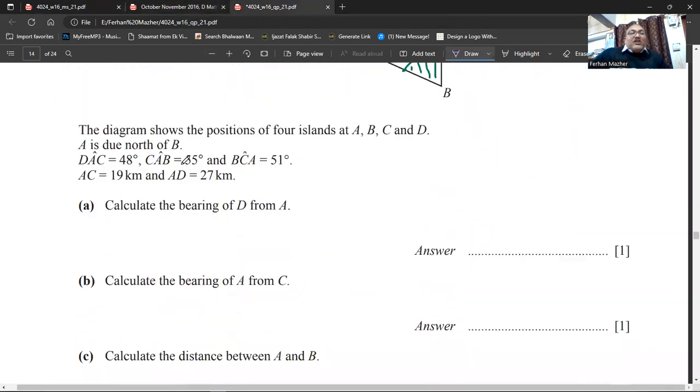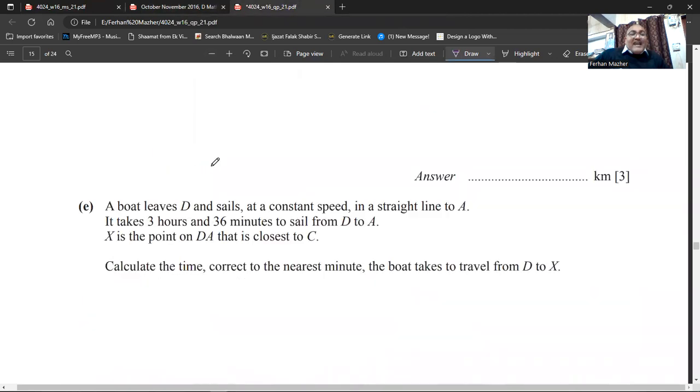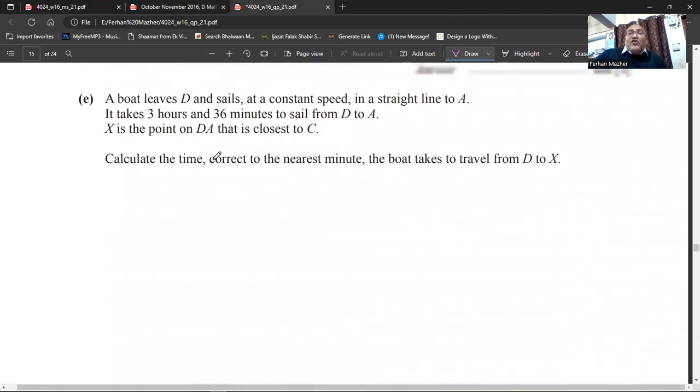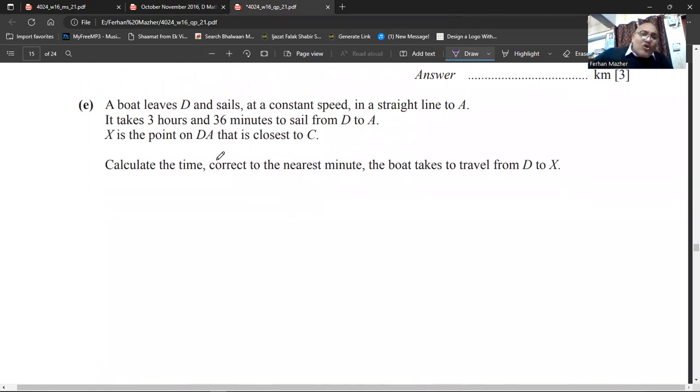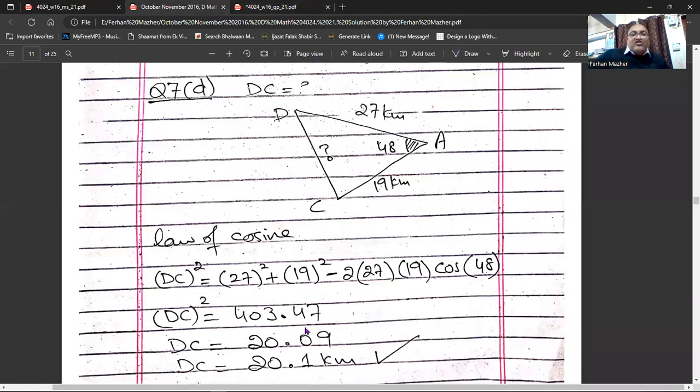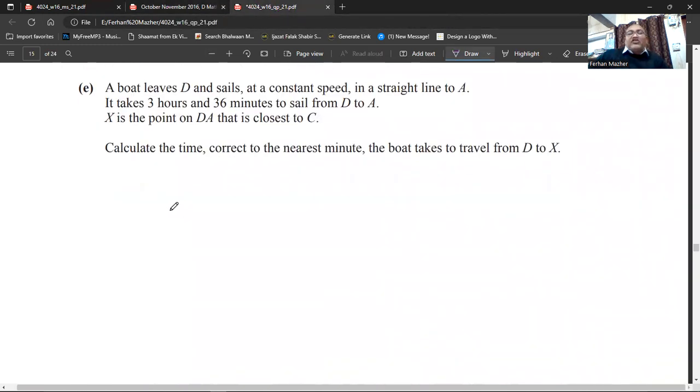Okay, so we are going to the next question. That is question number 7, and it's E part, and it is a 4-mark question. That was the solution of the D part. Question number 7, E part. It says a boat leaves D and sails at a constant speed in a straight line to A. It takes 3 hours and 36 minutes to sail from D to A. Okay, and X is the point on DA that is closest to C. Calculate the time, correct to the nearest minute, the boat takes to travel from D to X.